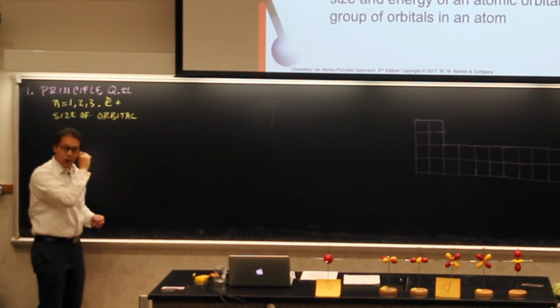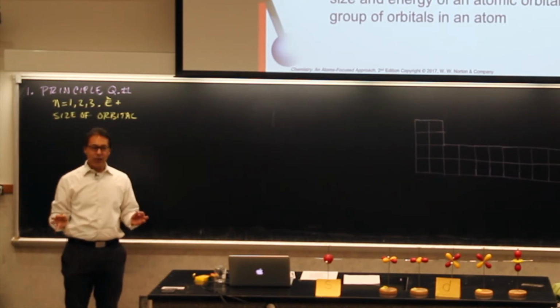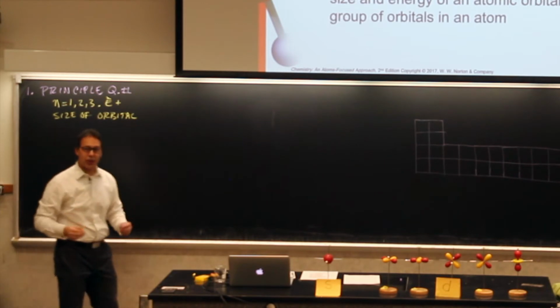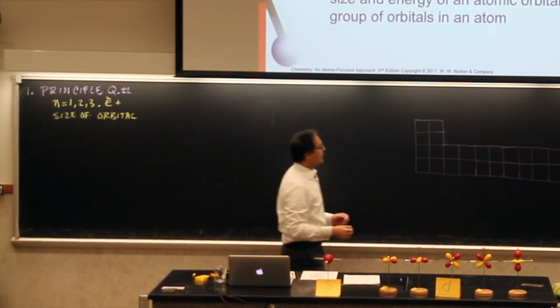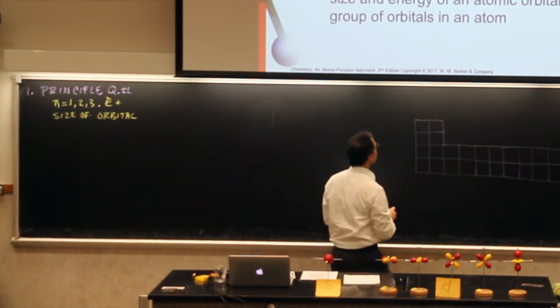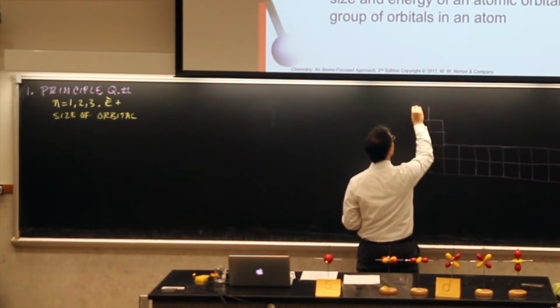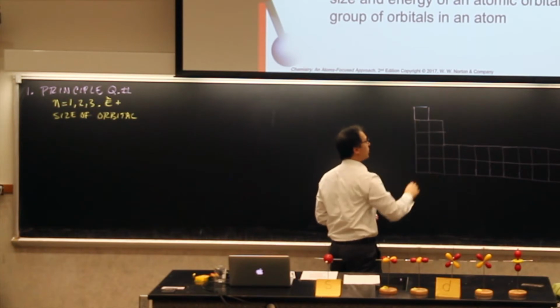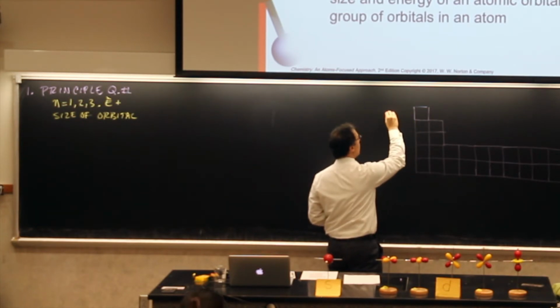Energy and size of orbital. On your periodic tables, where we see this, we've seen n equals 1, 2, 3, 4 the last time we got together. On your periodic table, it'll look like this. Oh, I left out an element there. There we go. Okay.